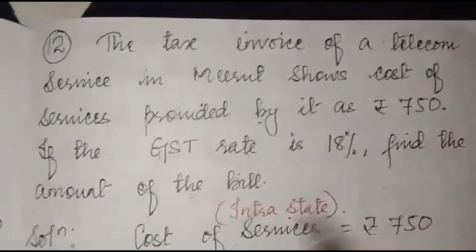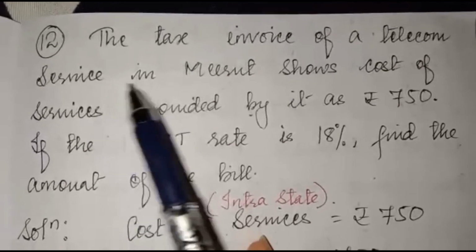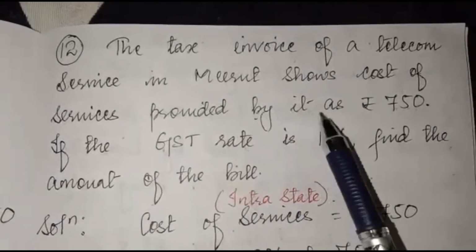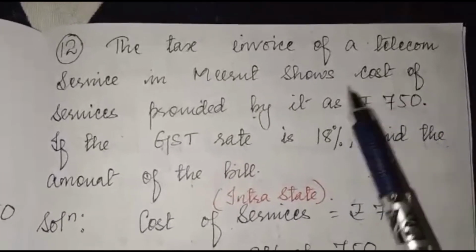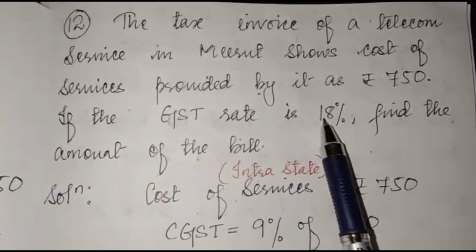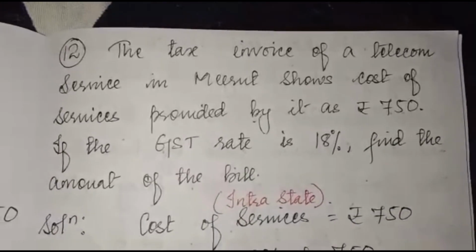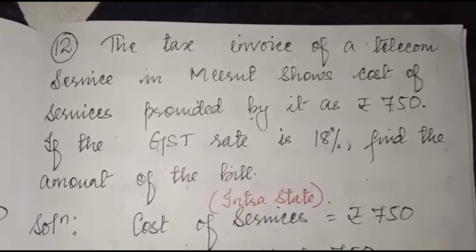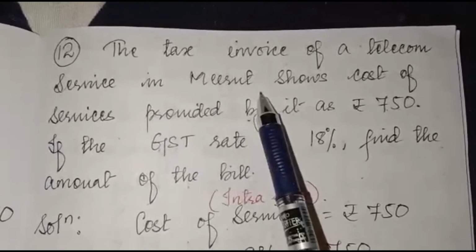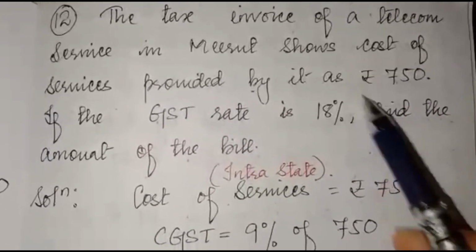Now I will start from question number 12. Word problem. Question number 12. The tax invoice of a telecom service in Meerut shows the cost of services provided by it as rupees 750. So this is the cost of service. If the GST rate is 18%, find the amount of the bill. First you have to find out whether it is interstate or intrastate. This is in Meerut. Only one place is mentioned, so this is intrastate. Cost is 750.